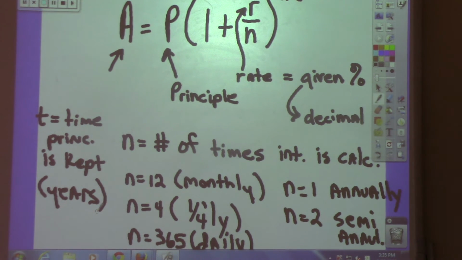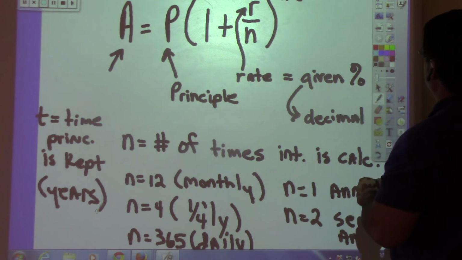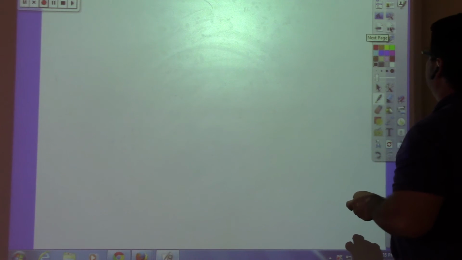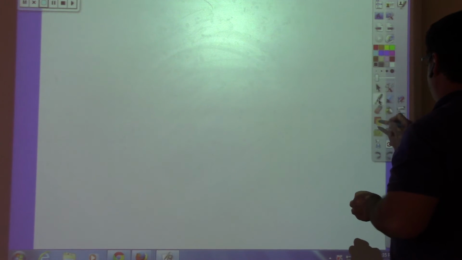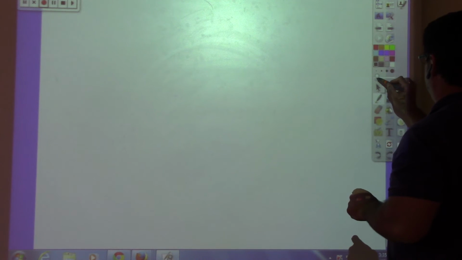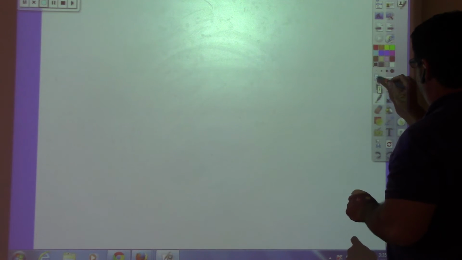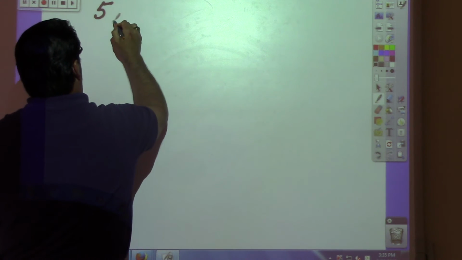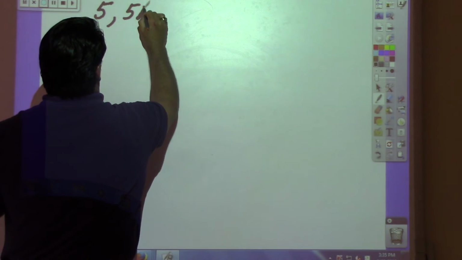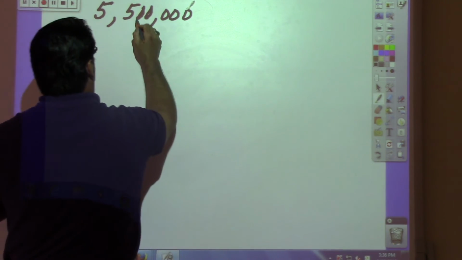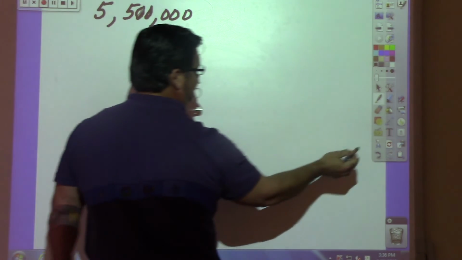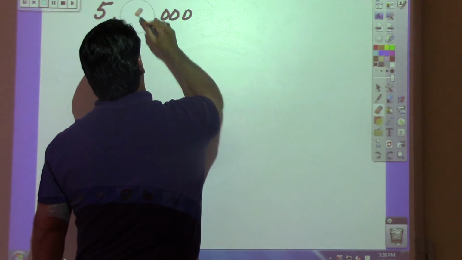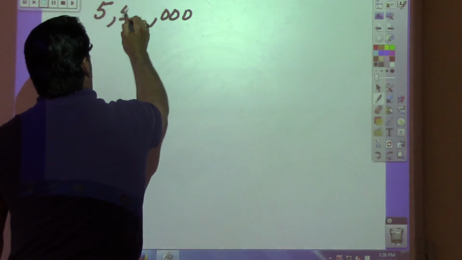So let's say, I was going to give an example. Hold on just a second. Let's say that Mr. Pruitt wins the lottery, and Mr. Pruitt gets a check for $5,500,000. Is that good enough for you, Mr. Pruitt? Since we're dreaming, might as well dream big.